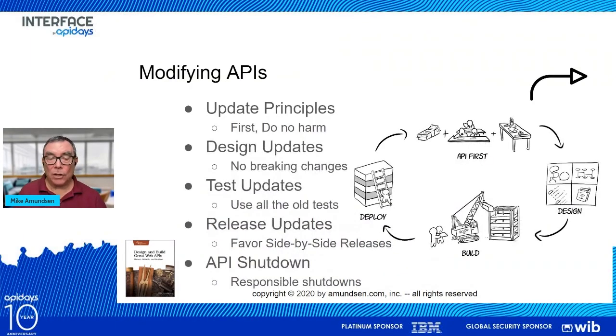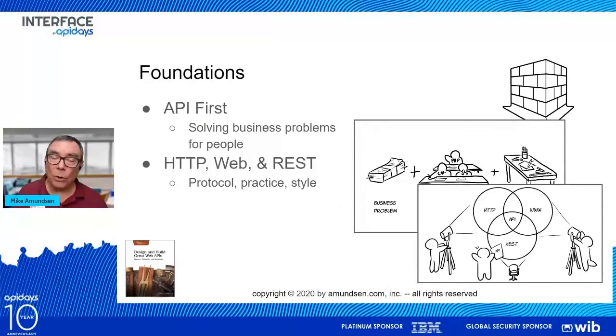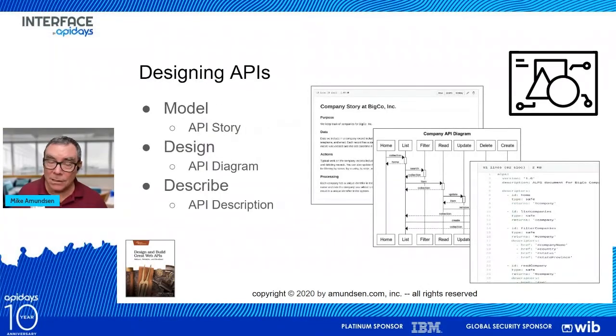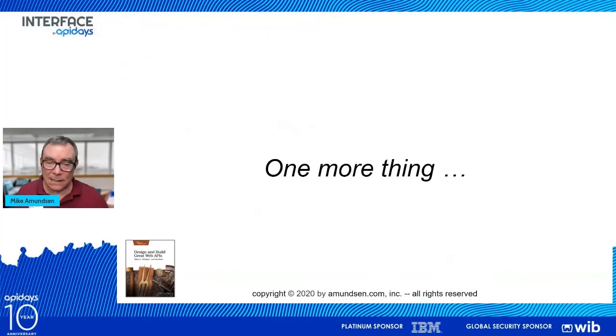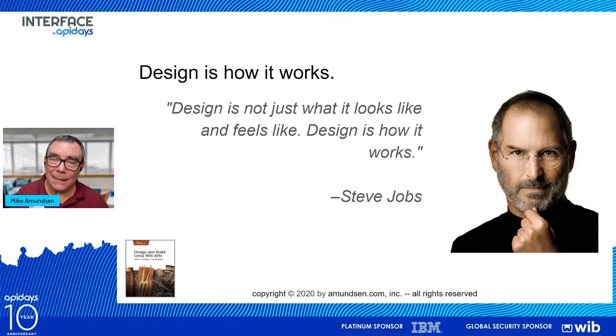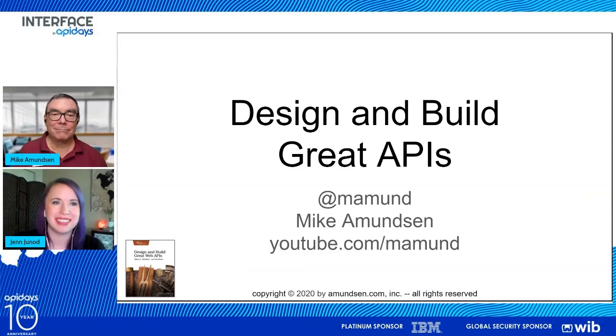All right. So do no harm, no breaking changes, use the tests, favor side-by-side releases, and have responsible shutdowns. That's really the whole story that we've talked about here. Foundations, design, building, releasing, and modifying. That's the cycle. And one more thing. Design is how it works. Not just how it looks, but how it works. You're creating things that are going to help solve people's problems. That's how you design and build great web APIs.